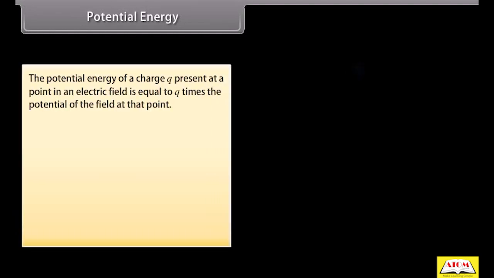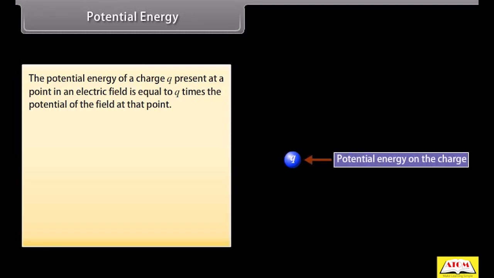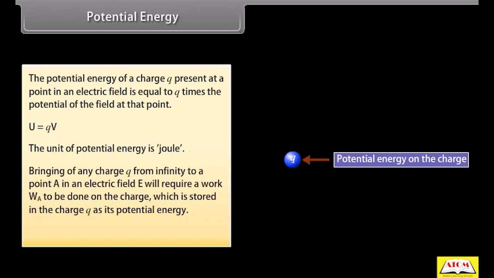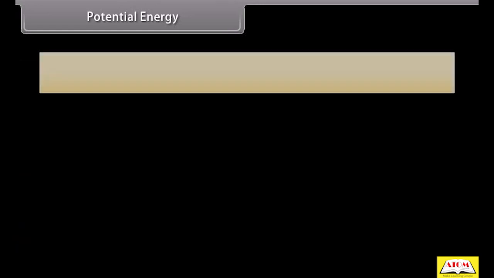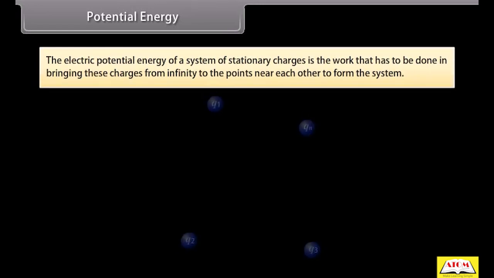Potential energy. The potential energy of a charge Q present at a point in an electric field is equal to Q times the potential of the field at that point. U is equal to QV. The unit of potential energy is joule. Bringing any charge Q from infinity to a point A in an electric field E will require a work WA to be done on the charge, which is stored in the charge Q as its potential energy. UA is equal to QVA. The electric potential energy of a system of stationary charges is the work that has to be done in bringing these charges from infinity to points near each other to form the system.